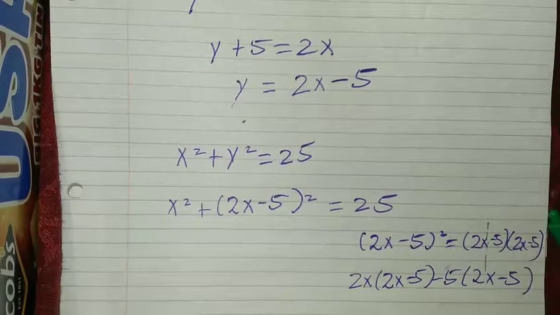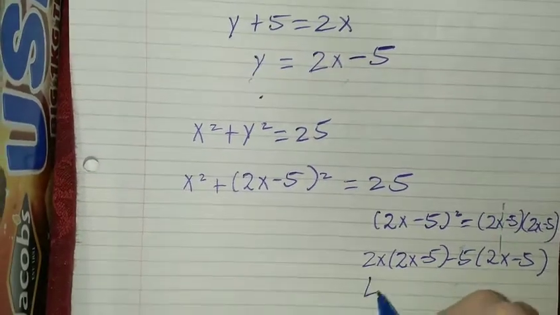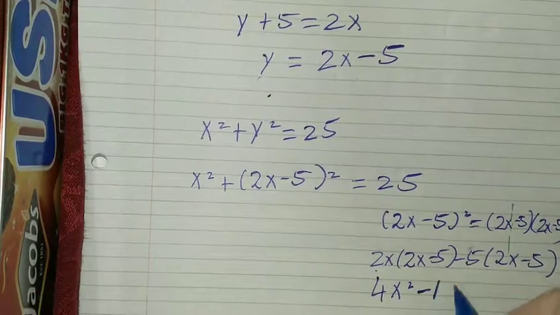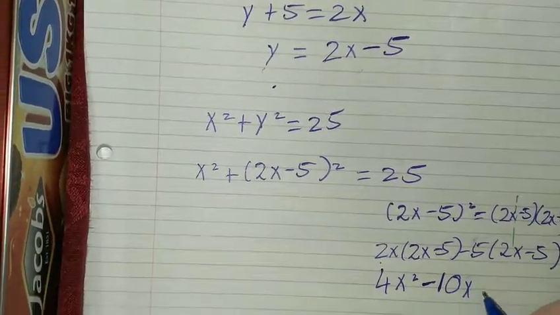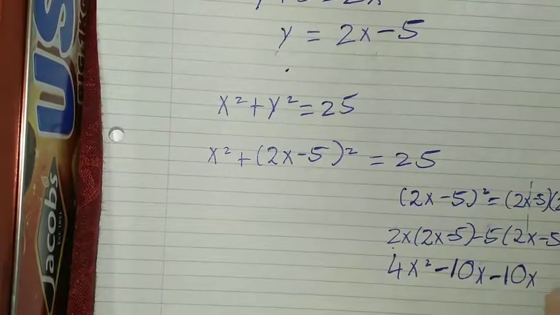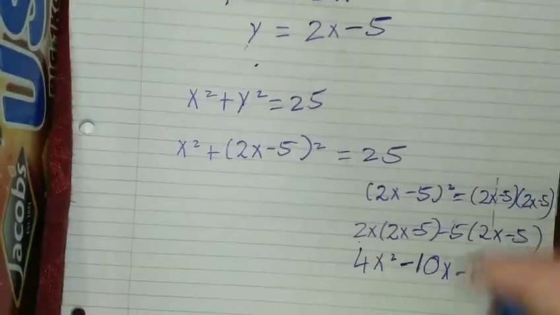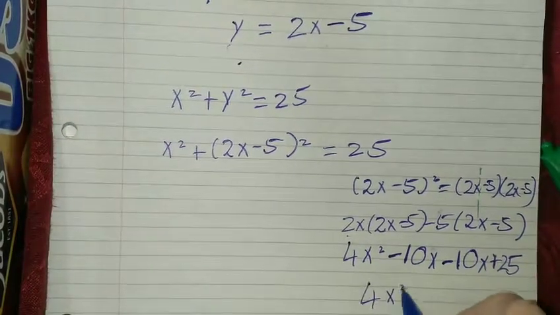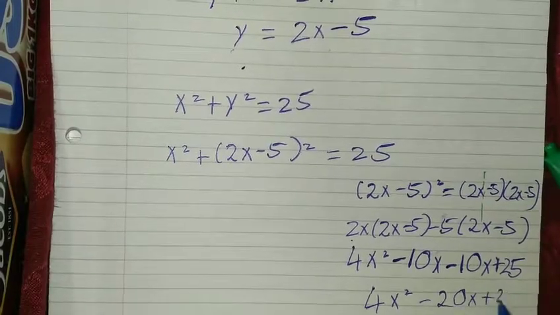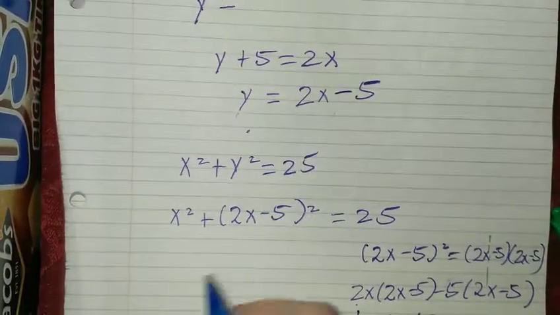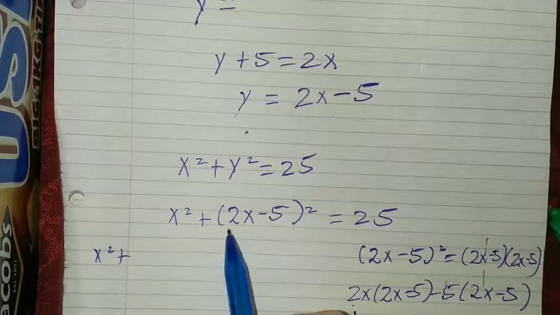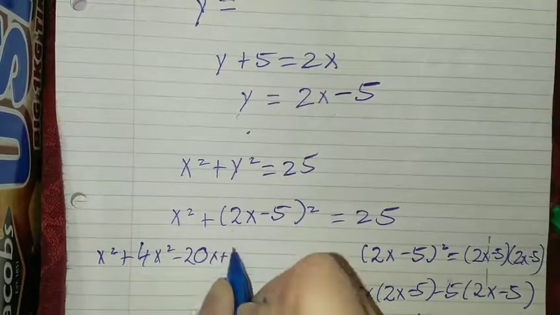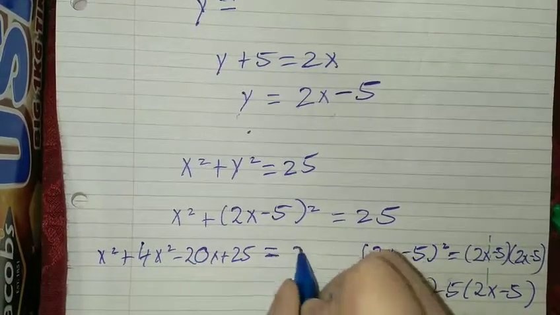So then you have 2x by 2x, which gives me 4x squared, 2x by minus 5, which gives me minus 10x, minus 5 by 2x, which gives me minus 10x, and minus 5 by minus 5, which gives me plus 25. So then I have 4x squared minus 20x plus 25. So instead, I'm going to just put that in there. So where I have this, I'll just put in 4x squared minus 20x plus 25. And then that's equal to 25.